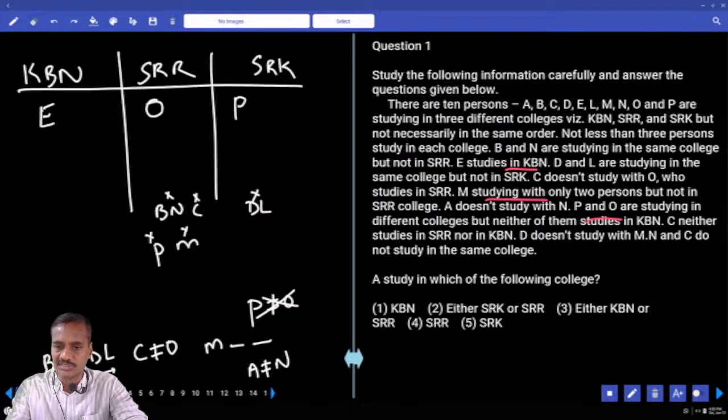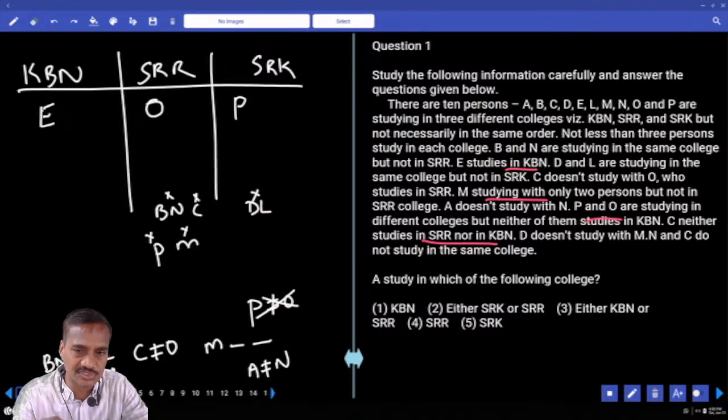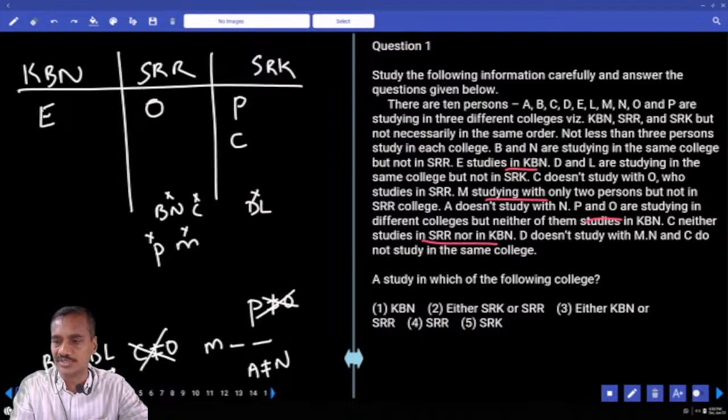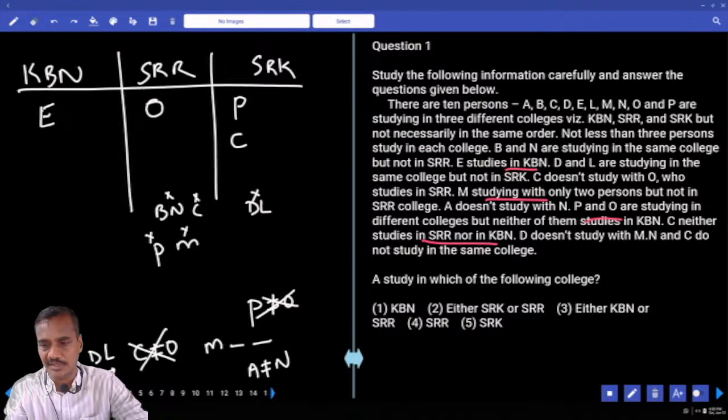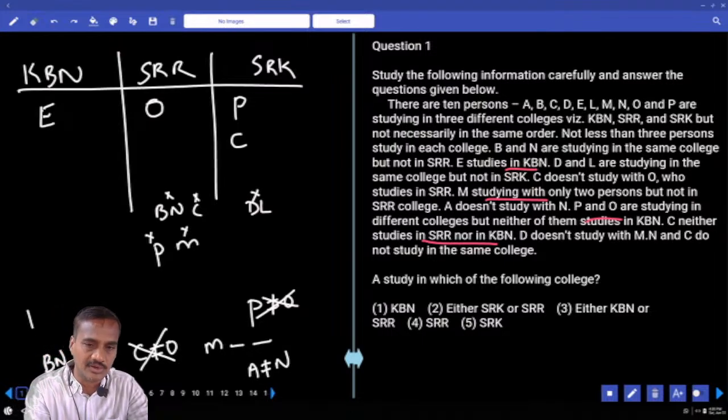My next one: C studies neither in SRR nor in KBN. SRR, KBN, C is ruled out. So where should C be? C must be here. Now C and O are not studying in the same college. And D does not study with M. Now D and M are not studying in the same college.